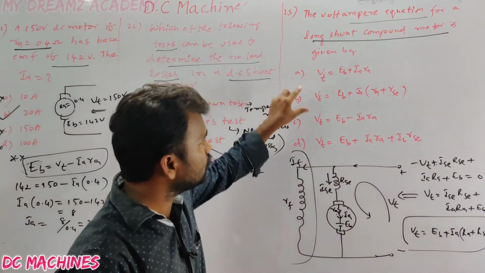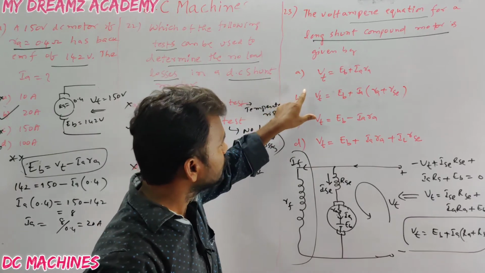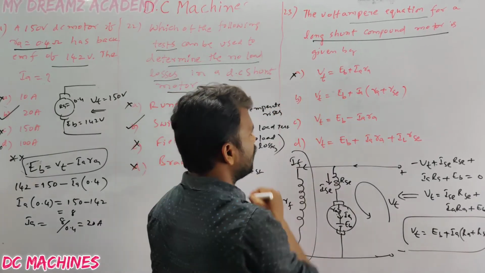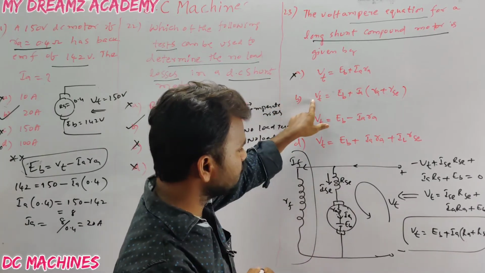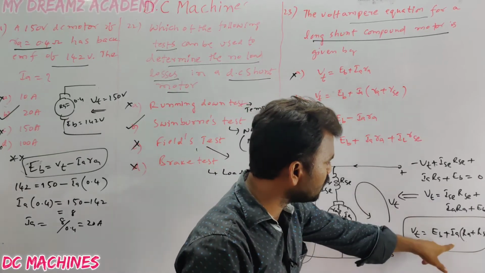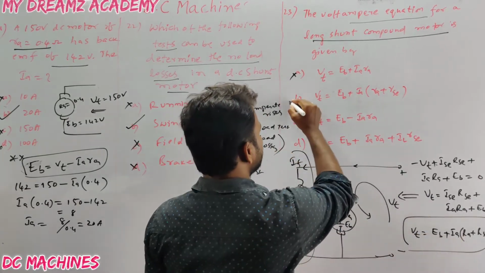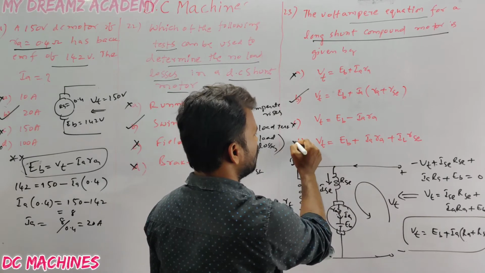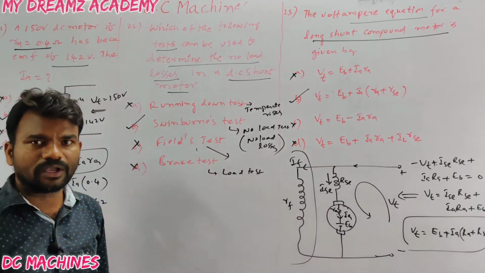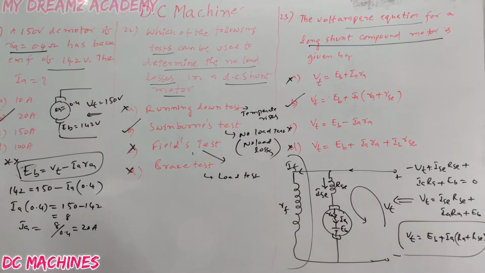You can check out the 4 options. Vt is equal to Eb plus Ra is the wrong option, and Vt is equal to Eb plus Ia into (Ra plus Rse) is the right answer. The remaining 2 are not correct. Like that you can simplify.